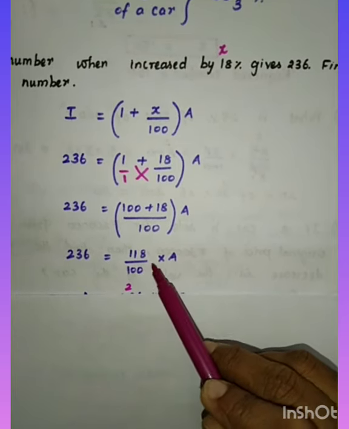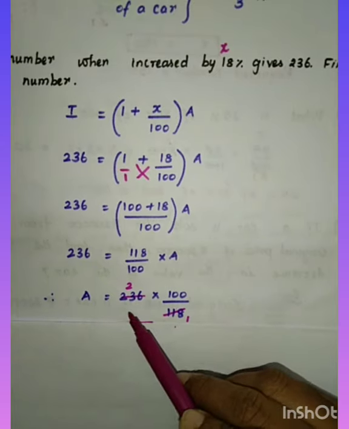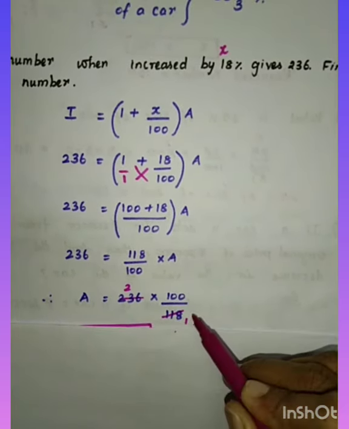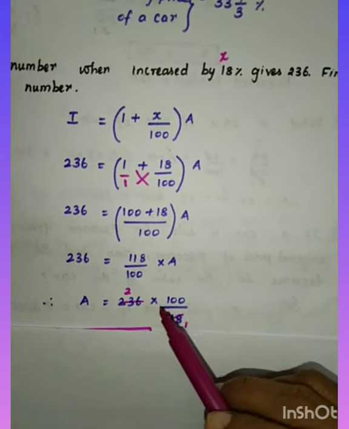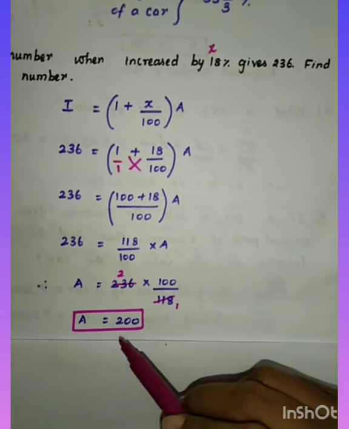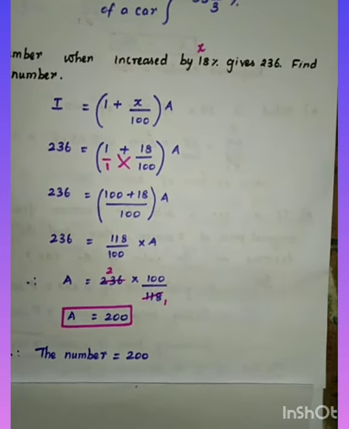So 118 by 100, the reciprocal of this, a equal to 236 into 100 by 118. So 118 ones are 118, twos are 236. Now 2 into 100 equal to 200. Therefore the number is 200.